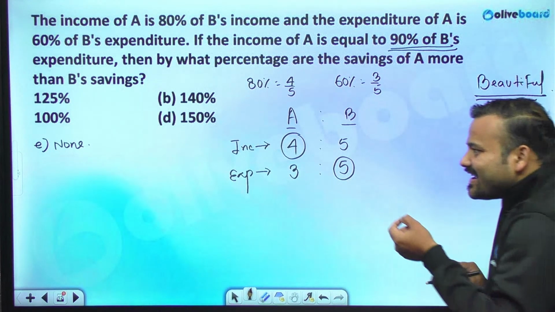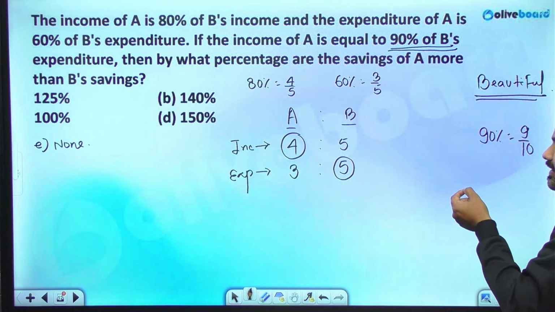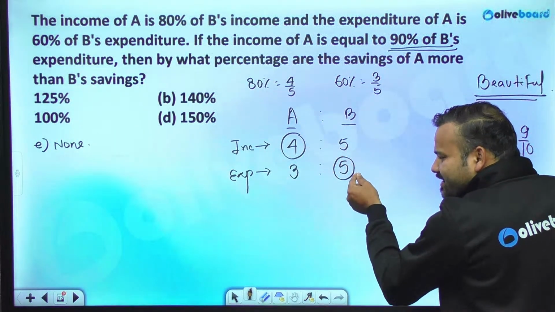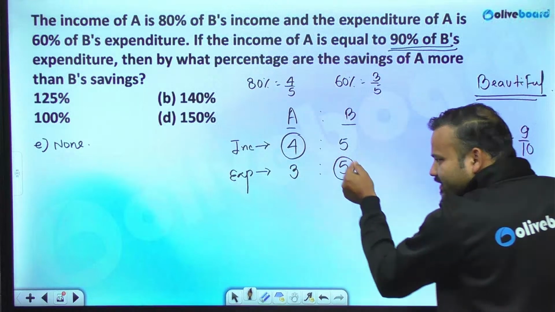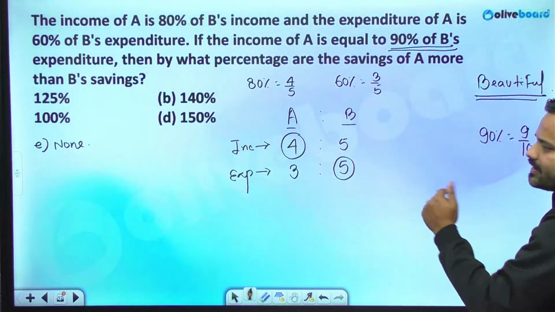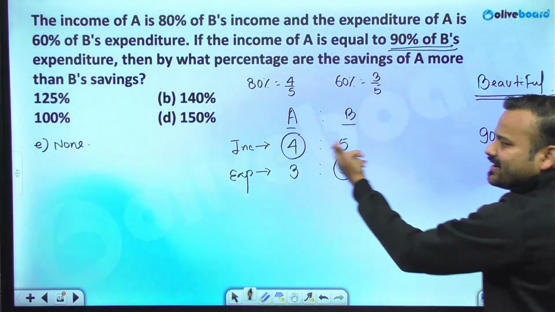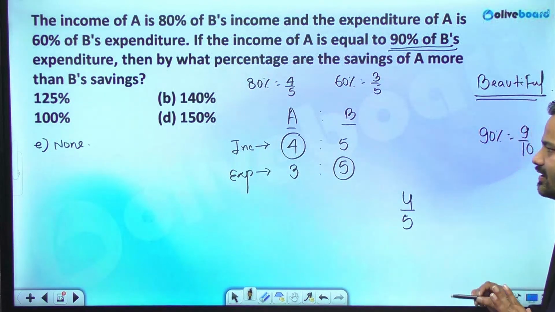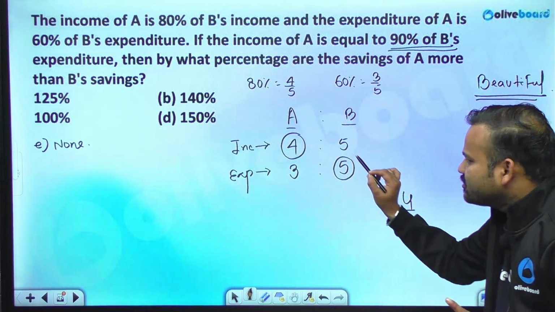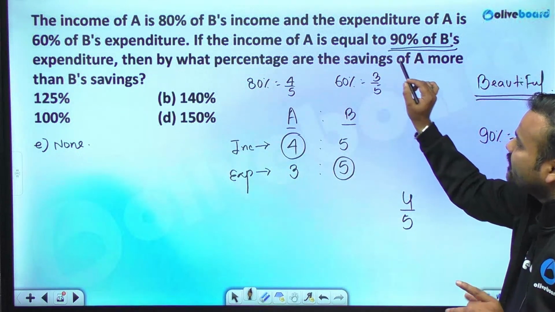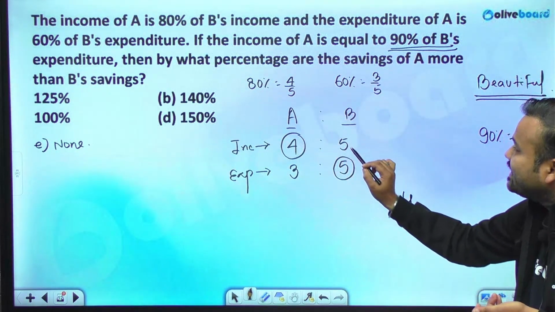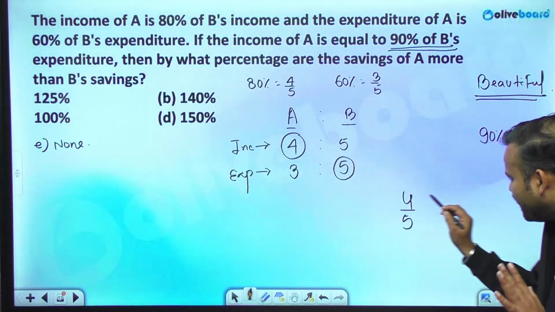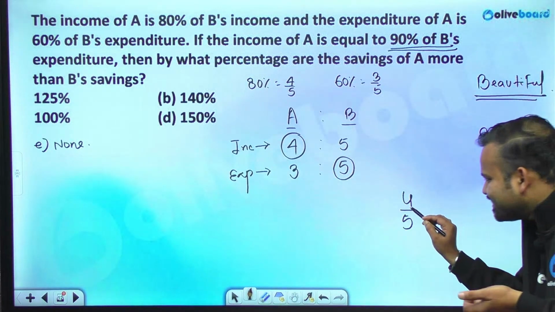So basically the examiner has said that the income of A has to be 90% of B's expenditure. That means they are supposed to be in the ratio of 9 and 10. But they are not in the ratio of 9 and 10. How to make it 9 and 10? So this is basically 4 and 5, income of A and expenditure of B. He has given the condition that income of A is equal to 90% of B's expenditure. Basically this 4 and 5 should be in the ratio of 9 and 10. So how to make this 4 and 5 into 9 and 10?